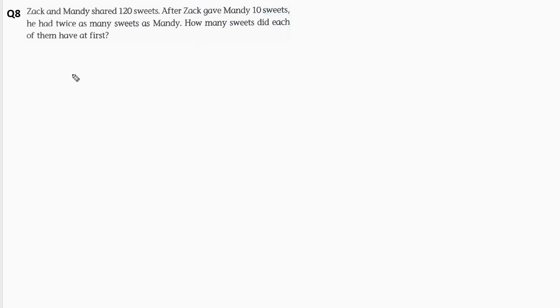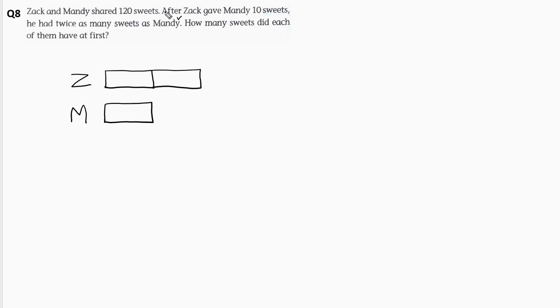Okay, so we've got Zack and we've got Mandy, and we need to look at who's being compared to whom. Okay, Zack. All right, so after Zack gave Mandy 10 sweets, that's Zack, had twice as many sweets as Mandy. So Mandy's got the basic unit. And we're told that Zack has twice as many as Mandy. So we have captured that bit of information.